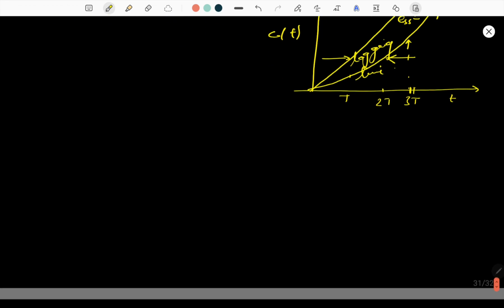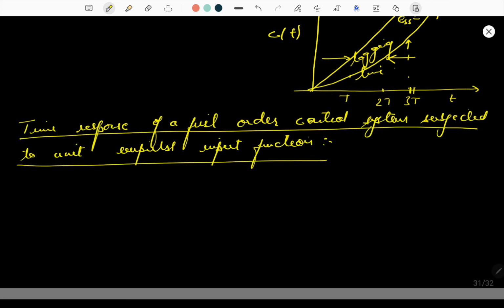So let's take the third condition, when the time response of the first order control system is subjected to a unit impulse input function. As we already know, the output is given as C(s) is equal to R(s) into 1 upon sT plus 1. Here we are going to give the unit impulse function as the input. Its Laplace transform is 1. Okay, it's a unit impulse response.